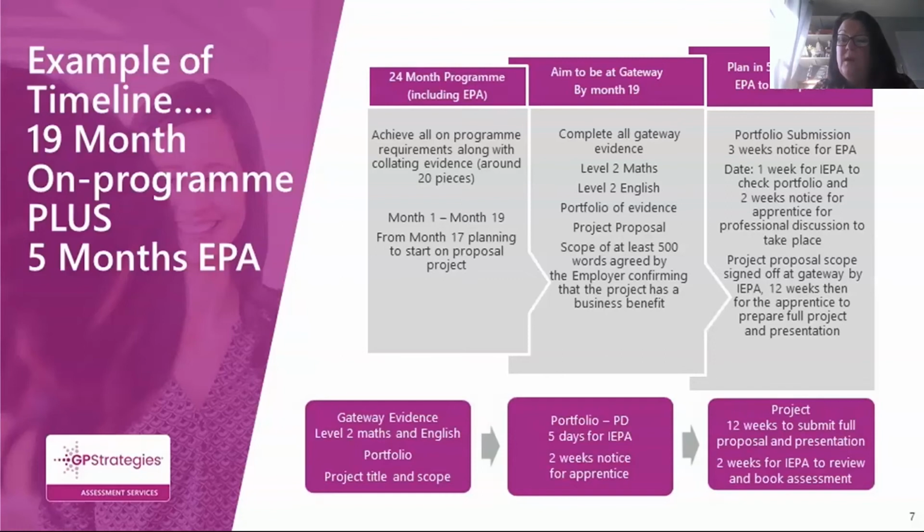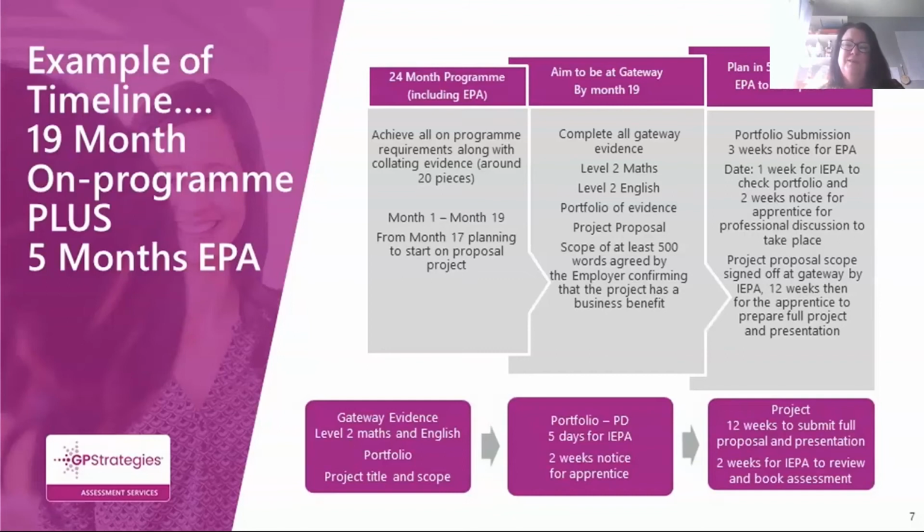Okay, so Nicola, thank you for your question. So within the whole programme, will 2 projects be needed, one on programme and another for endpoint assessment? No, apologies if I've confused. So what there is at the initial stage, there's the project proposal, which is the scope, the title and the scope, which is that 500 words, and that is going to be saying, right, this is what the apprentice would like to work on for their full project. What will happen then once that's signed off, that scope will then move into the full project.